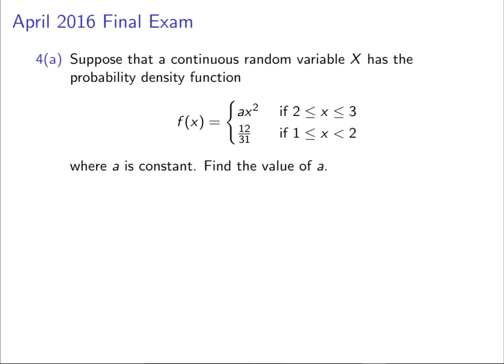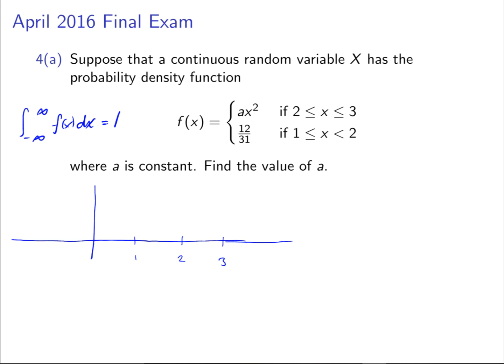In April 2016, students were asked to find a constant that would cause the given function to be a probability density function. Pause the video, think about which properties of the probability density function you'll need to use, and see if you can find that constant. The property that's going to help us here is that the area under the curve of my probability density function over the entire real line has to be 1.